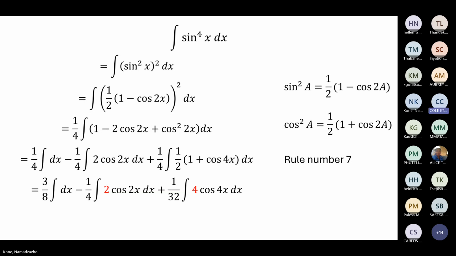I can give it a go, sir. Yeah, please do. I've got 3x over 8 minus 1 over 4 sine 2x plus sine 4x over 32 plus c.